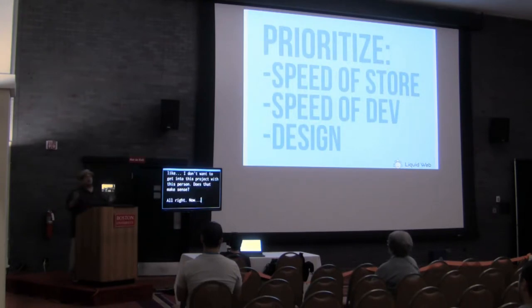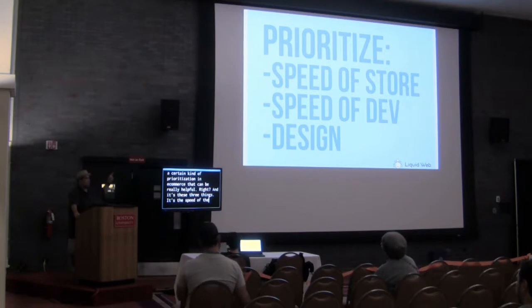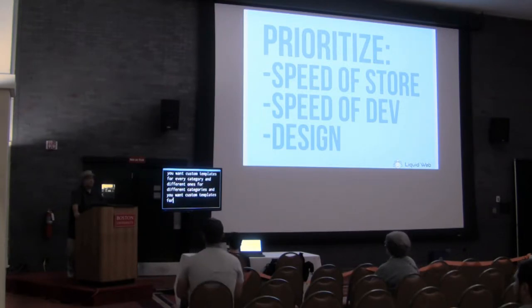Now, I know that every time we talk about priority or trade-off, someone's going to say, well, hold on, I hate those things, you know, here are three, pick two, blah, blah, blah. I understand that, but I do want to highlight there's a certain kind of prioritization in e-commerce that can be really helpful. And it's these three things: the speed of the store, the speed of the project itself, and the design. Every one of those has a cost factor when it comes to time. If you want an elaborate design, custom templates for every category, different ones for different categories, and custom templates for product pages, also different ones based on the kind of product it is, there's going to be time and design.